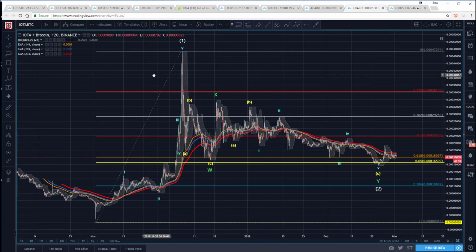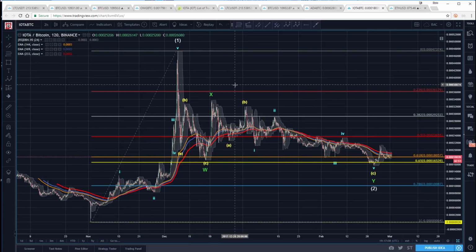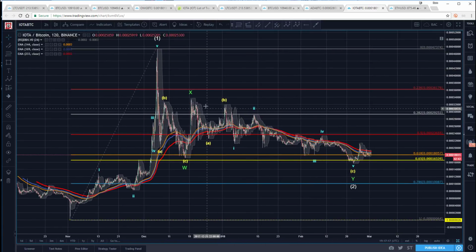And then again, we've seen this in so many alts where we get the reaction. That would have been the easy trade. ABC down for the 2 into the golden zone. Up we go. We don't get it. We get this long descending move.